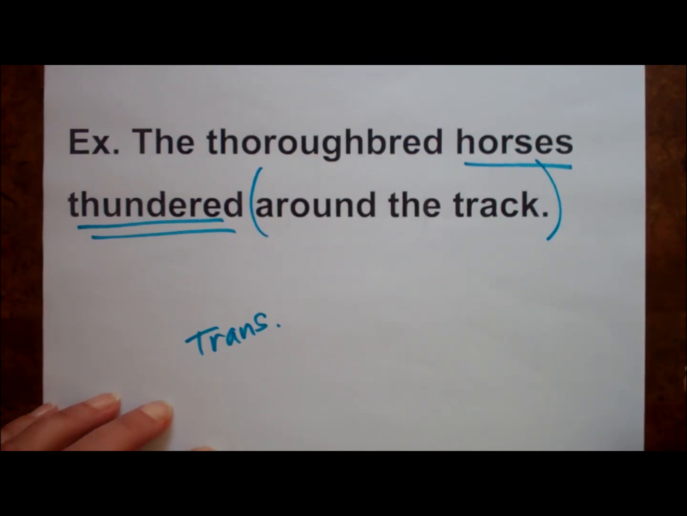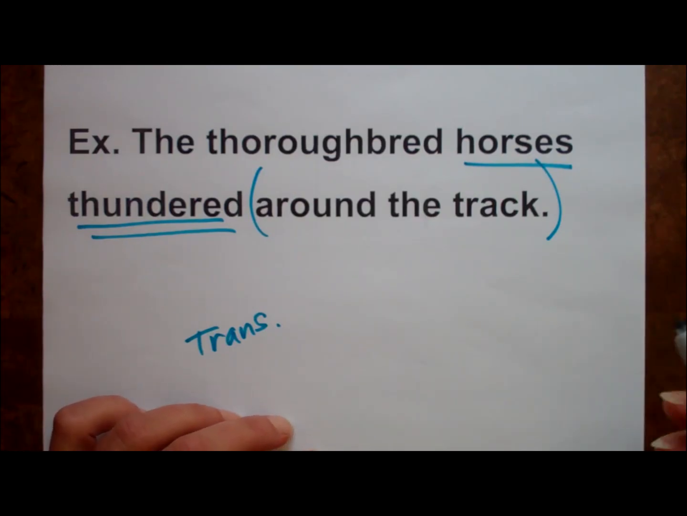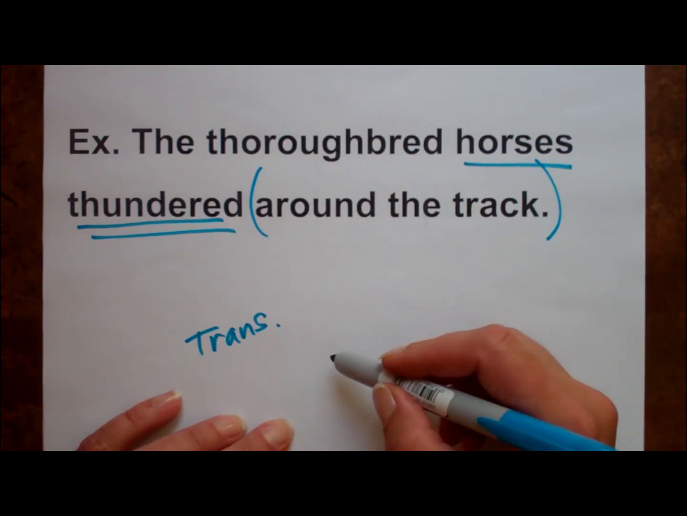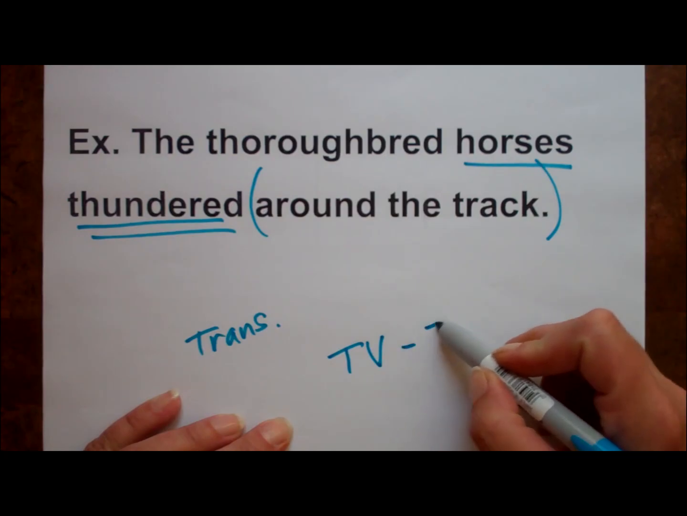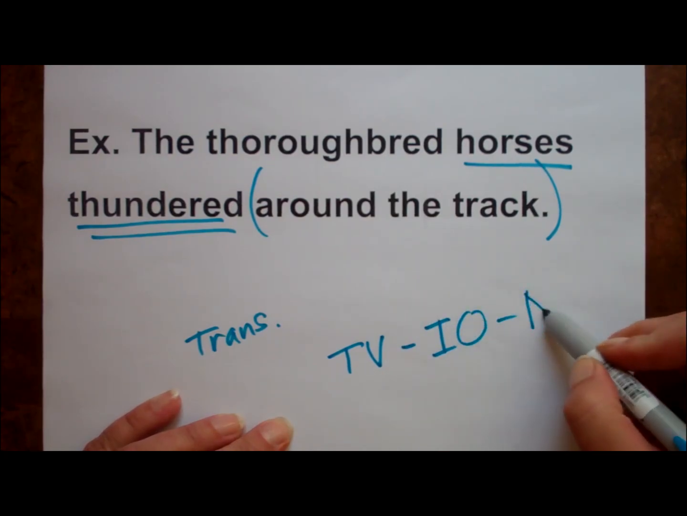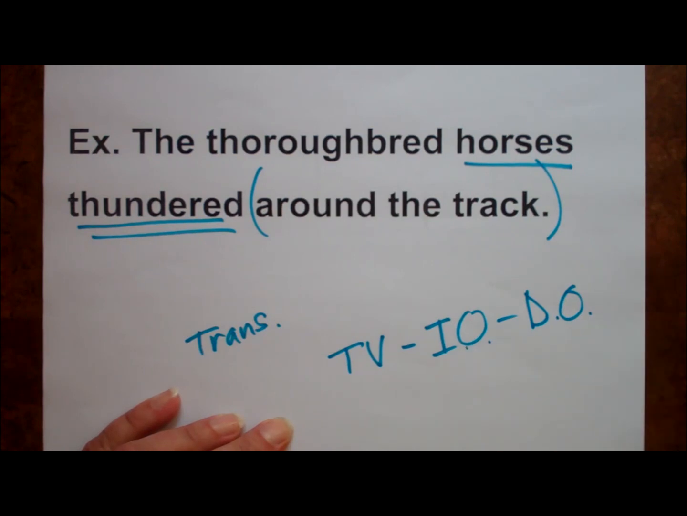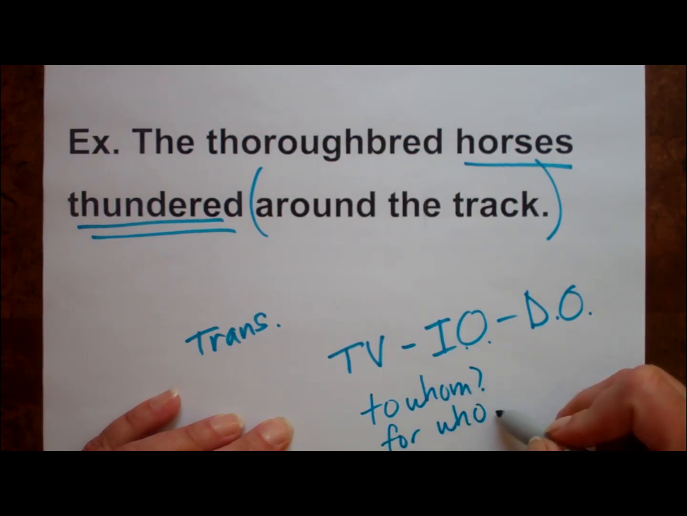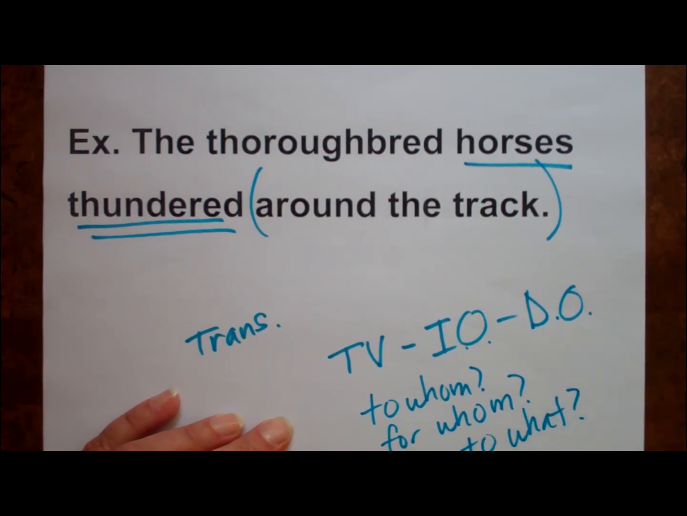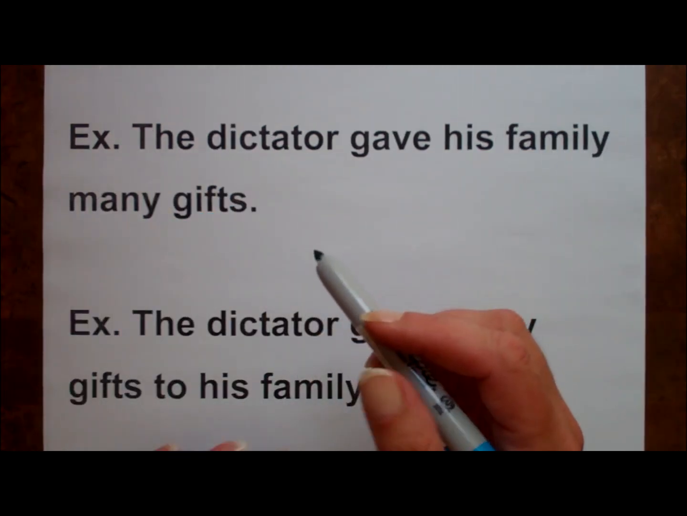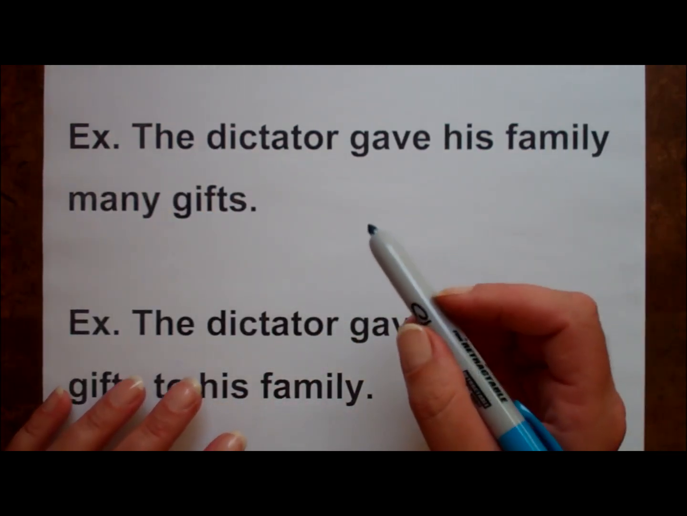Now let's talk about indirect objects. These guys are even easier to spot than direct objects. If they are in a sentence at all, they can only appear after a transitive verb and before a direct object. They answer the questions to whom, for whom, and to what. Let's look at some examples. The dictator gave his family many gifts.